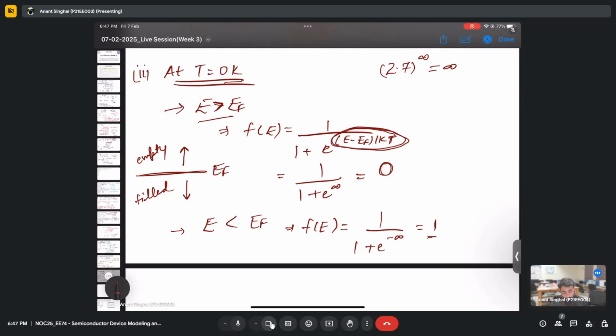Any doubt in this? Mathematically we understood, but how did this concept arise? It is related to the math itself. No, I did explain the physics behind it in the previous lecture, about the valence and the conduction band. Did you see that lecture?